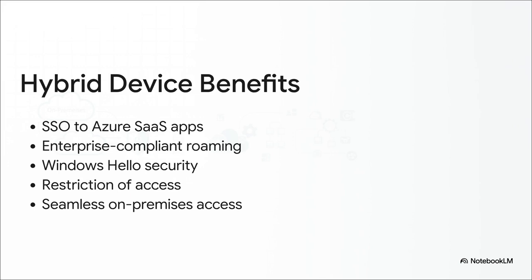And the real-world benefits here are absolutely massive for an enterprise. We're talking single sign-on straight to your Azure SaaS apps. You get enterprise-compliant roaming without needing anyone's personal Microsoft account. It unlocks Windows Hello security, and it lets you enforce really strict compliance-based access restrictions. And the best part? You get all of this while keeping that seamless access to your local network resources. Best of both worlds, really.